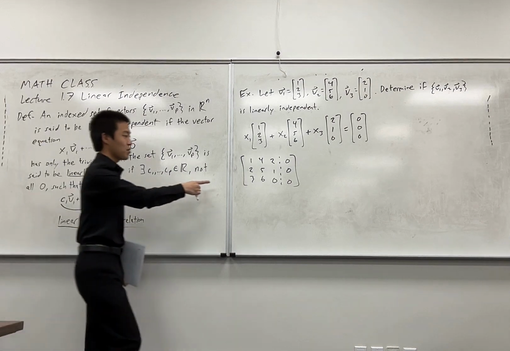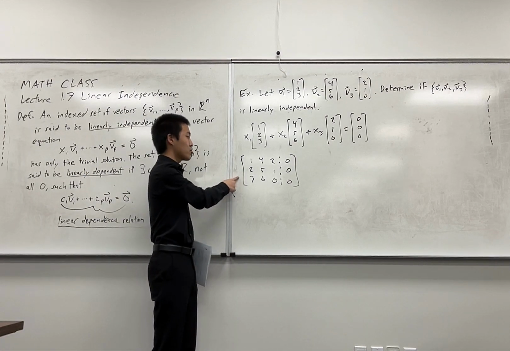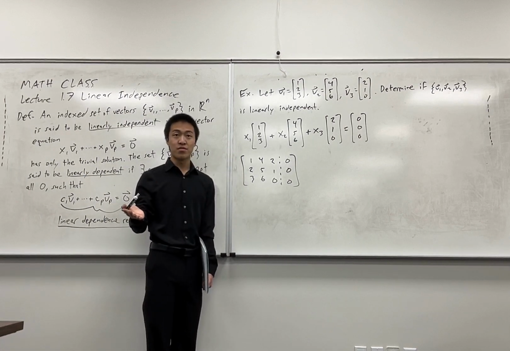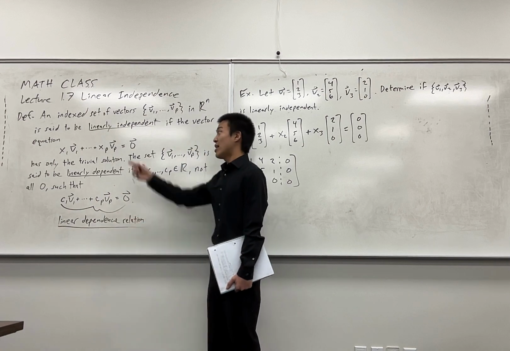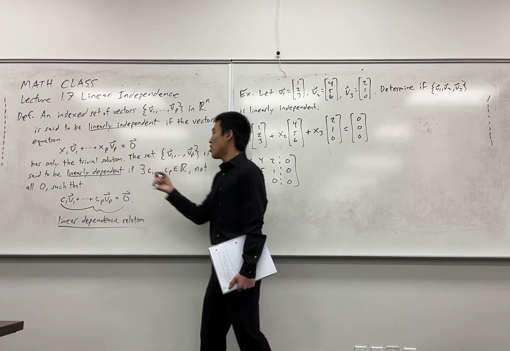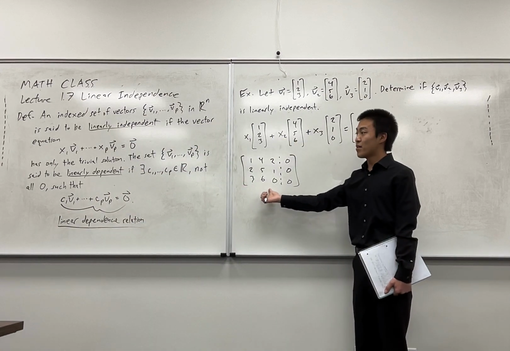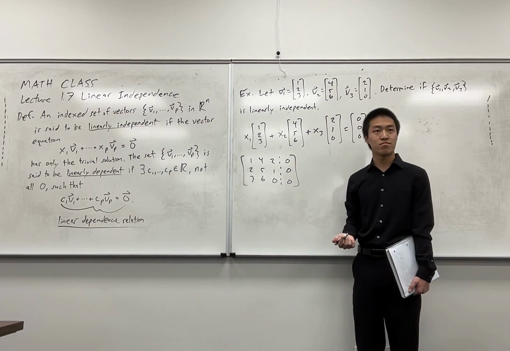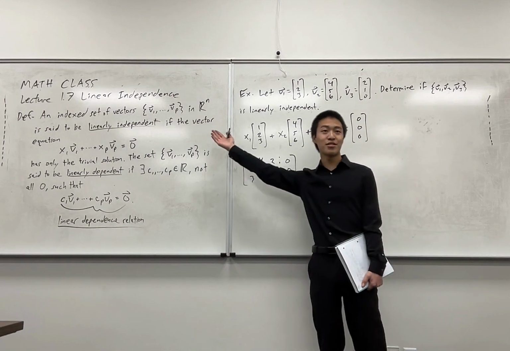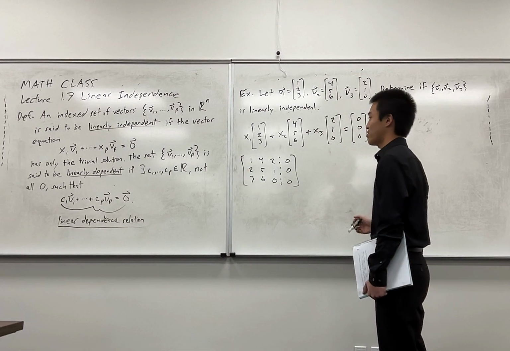What happens if I solve this and I end up getting a solution besides the trivial solution? Yeah, it's not satisfying this. What happens if I go through this and the only possible solution is just 0, 0, 0? Then you're true. And it's linearly independent, yeah, because it satisfies. It only has the trivial solution.